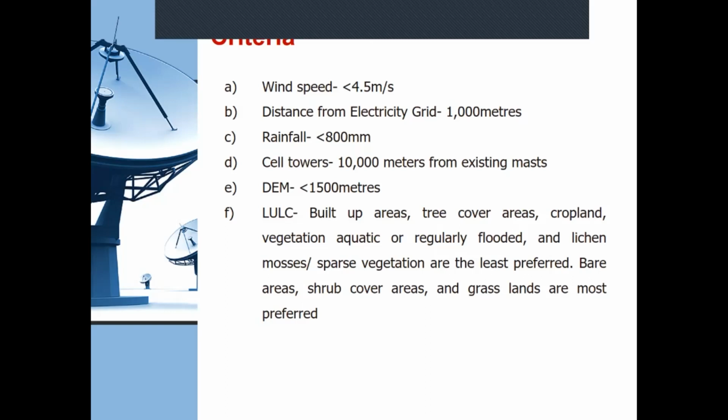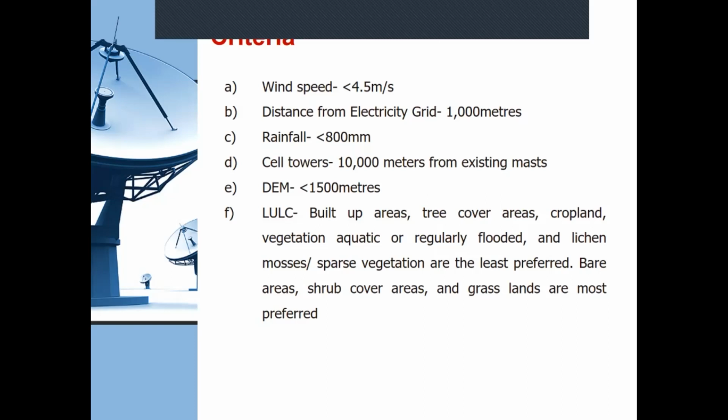So if it is in an area that experiences high rain or high humidity, then we may not detect any signal because of such factors. So again, areas that receive an annual rainfall of less than 800 millimeters are recommended.